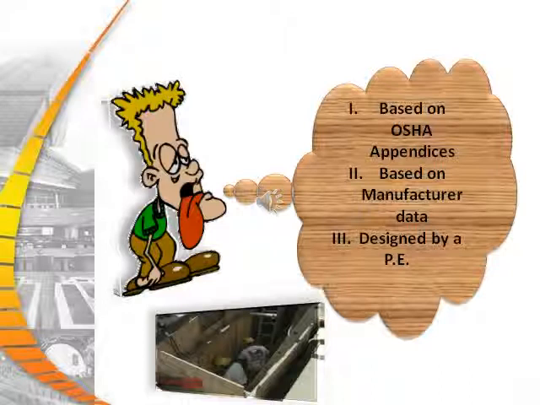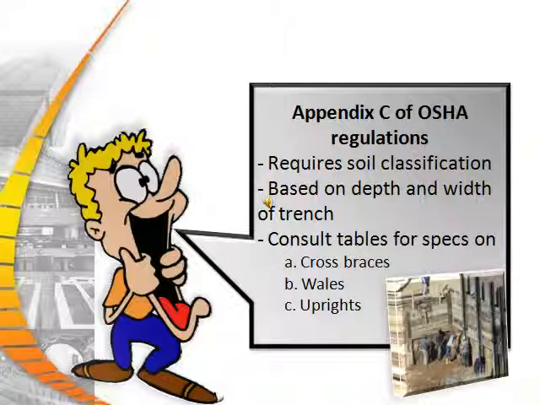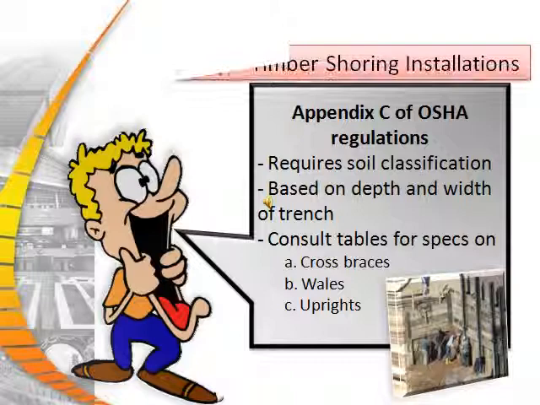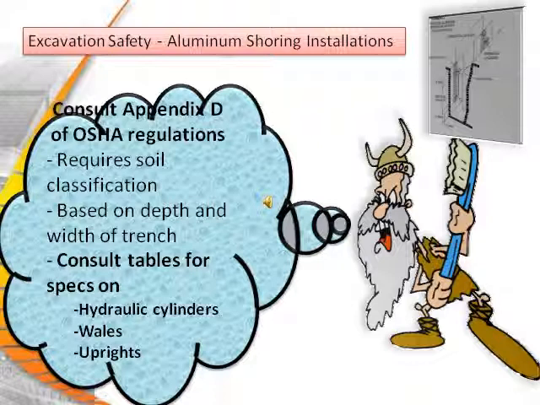Excavation safety and shoring is based on OSHA appendixes and is based on the manufactured data as well as designed by a professional engineer. Shoring includes Appendix C of the OSHA regulations, which requires a soil classification by the competent person. It is based on the depth and width of the trench, and the competent person should consult tables for specifications on cross bracing, wales, and uprights. The competent person should consult Appendix D when discussing OSHA regulations on soil classification, the depth and width of the trench, and tables for specifications on hydraulic cylinders, wales, and uprights.